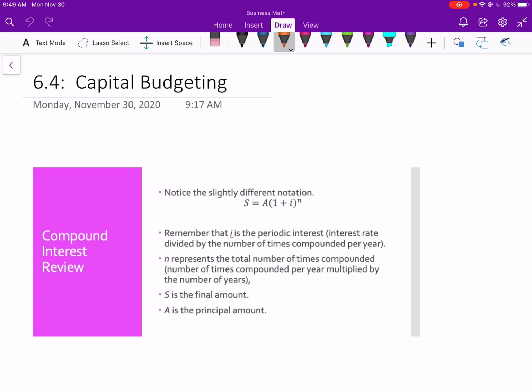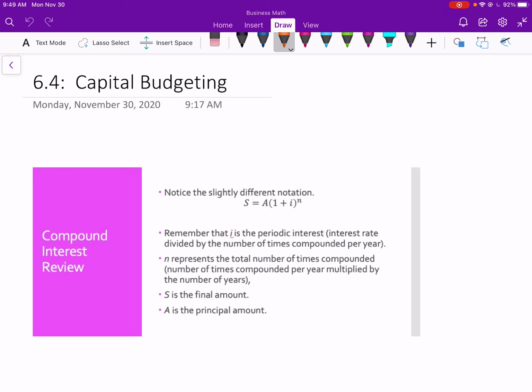This is section 6.4, capital budgeting. So we're going to start with a review of compound interest. We're going to have slightly different notation. So S equals A times the quantity 1 plus I to the n.